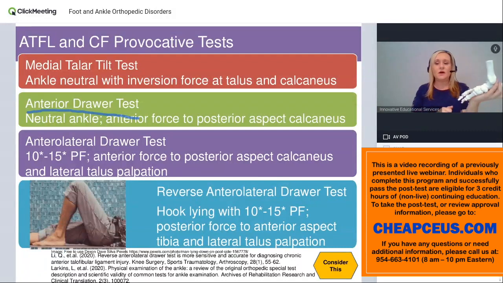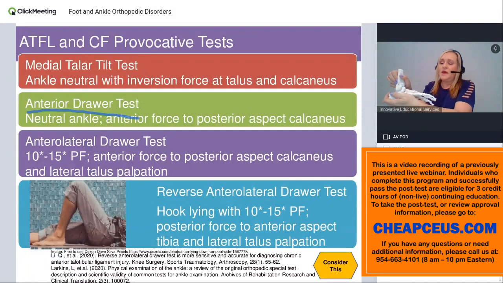in that unweighted position, and then we are going to be stabilizing the tib-fib, and then we're going to do that anterior translation to see if there is that laxity with that foot in neutral. What they're finding is that with the foot in the neutral position, the deltoid ligament can provide some stability, so it's not always accurate, which has led to the utilization of the anterior lateral drawer test.